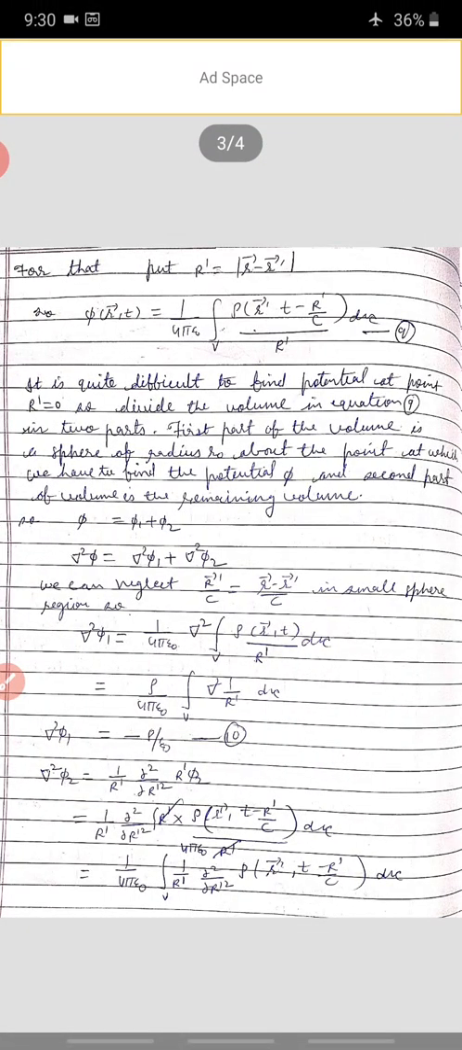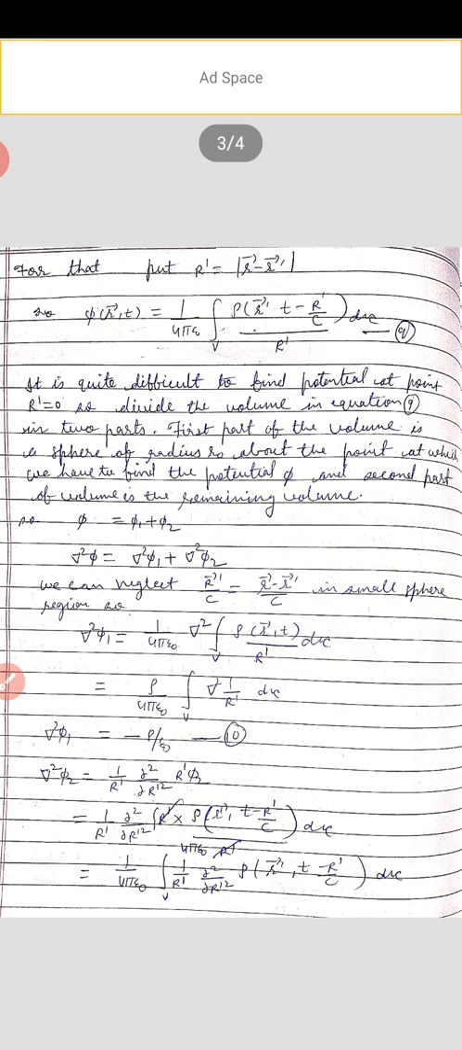Now for that, put capital R = |r − r'|, and in this case the potential φ(r,t) becomes φ = 1/(4π ε₀) ∫ ρ(r', t − R/c) dτ / R. And it is quite difficult to find the potential at the point r' = 0.